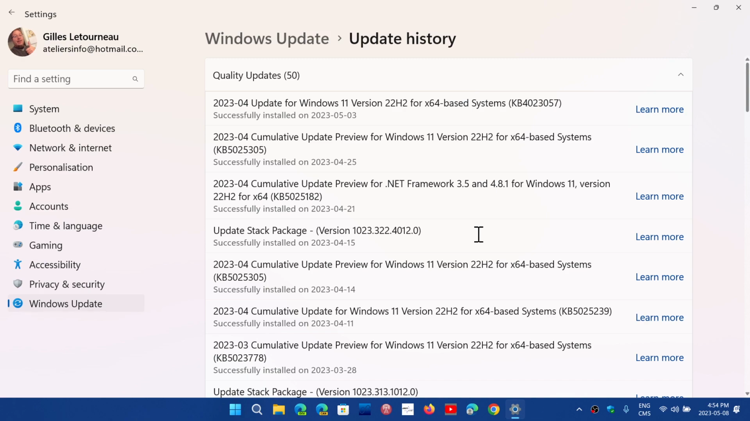But that number will reappear. So if you look at your list, you might see it more than once. And that is always an update that tweaks the Windows Update system.